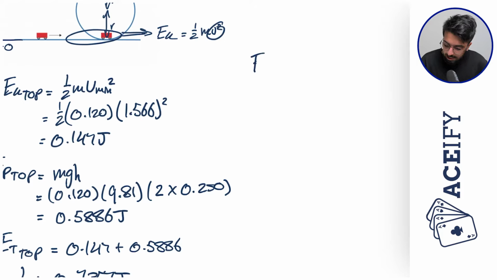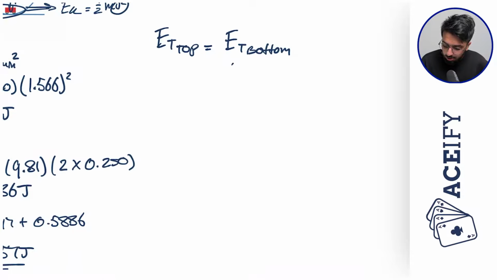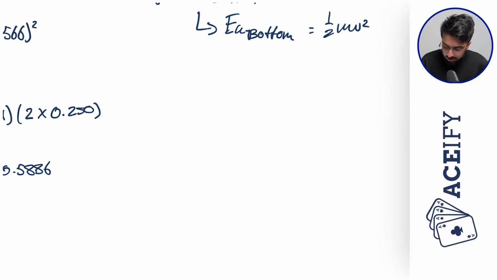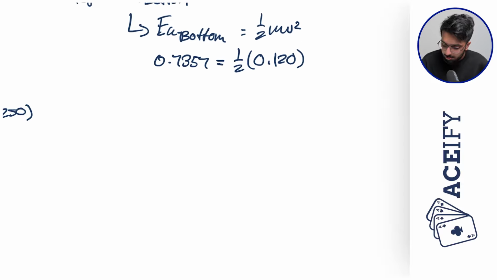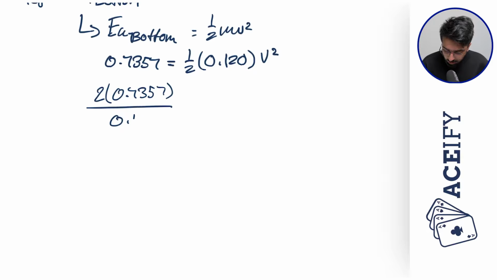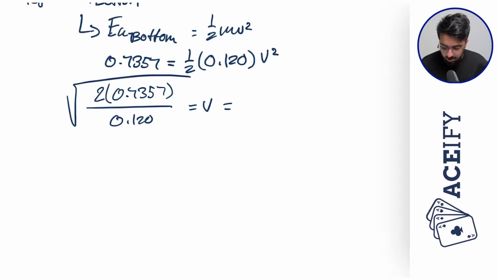As discussed previously, the energy at the top is equal to the energy at the bottom. So E total top is equal to E total bottom, and the total energy at the bottom is purely our EK at the bottom. EK is equal to half mv squared, so 0.7357 is equal to half times our mass, which is 0.120, times our velocity squared, which is what we're trying to find. So 2 times 0.7357 all over 0.120 is equal to our velocity squared, and we can square root that. This gives us a velocity of 3.5 meters per second.